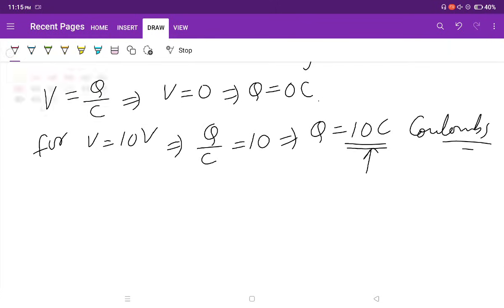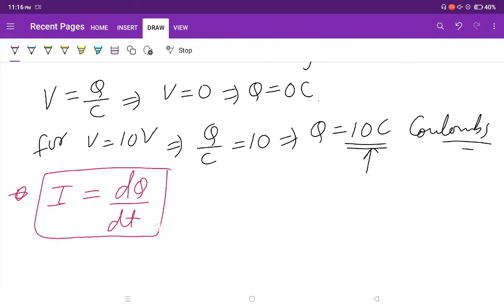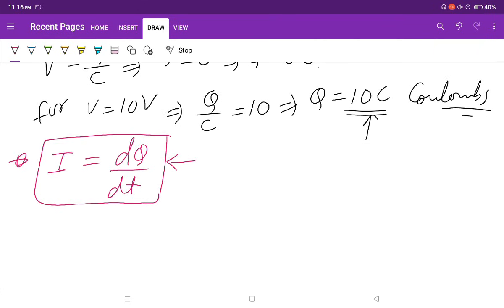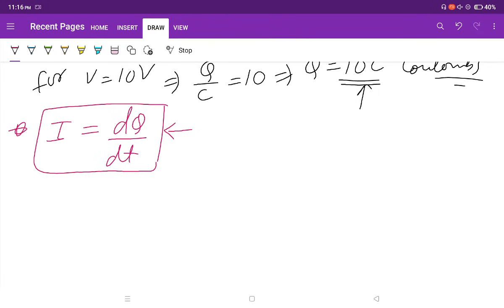Now how will the charge appear? Charge flow is current. If there is a flow of current, we have I equals dq over dt. That is the current flow equation. It measures how fast charge moves. For a finite interval, we have I equals delta q over delta t.